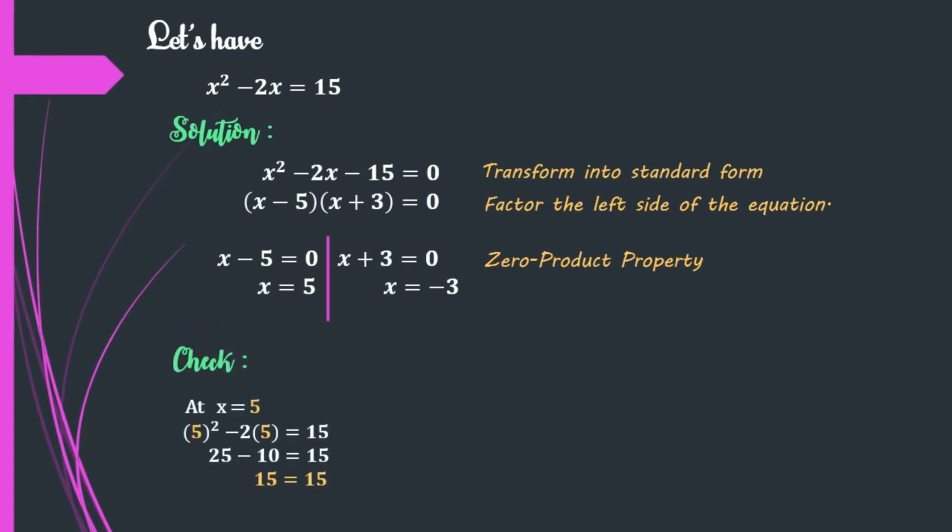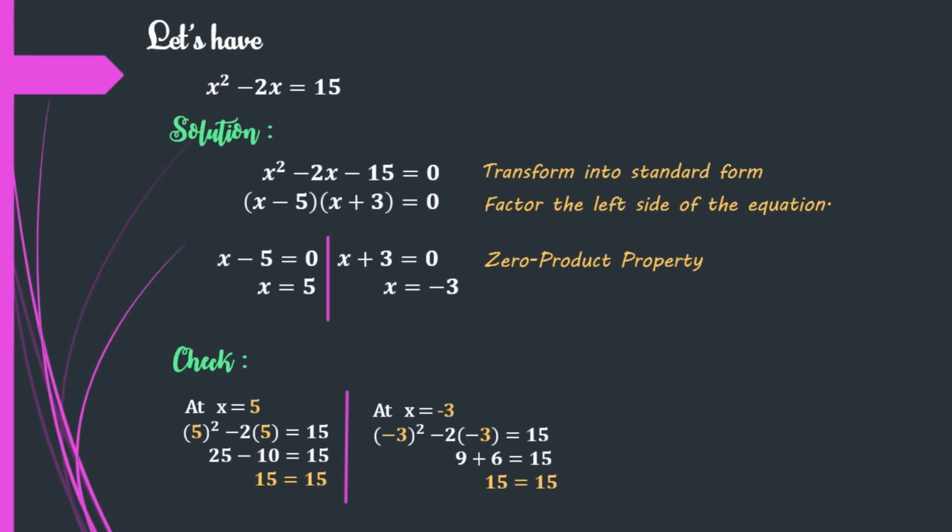So, to check, we just substitute 5 into the original equation. We have 5 squared minus 2 times 5 is equal to 15. Since 5 squared is equal to 25 and 2 times 5 is equal to 10, by simplification, 25 minus 10 is equal to 15. So we have 15 is equal to 15. Thus, the equation is true.